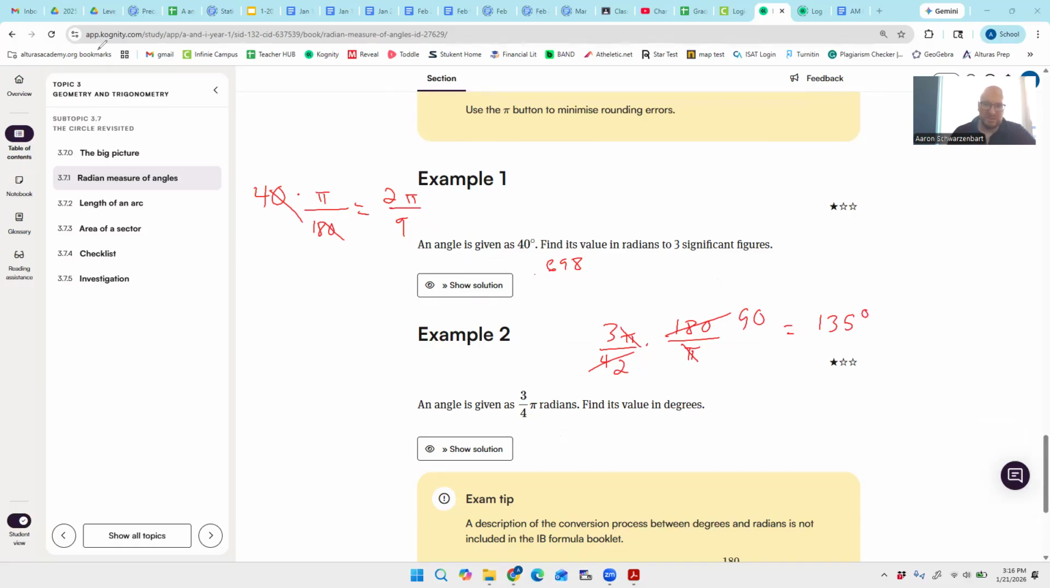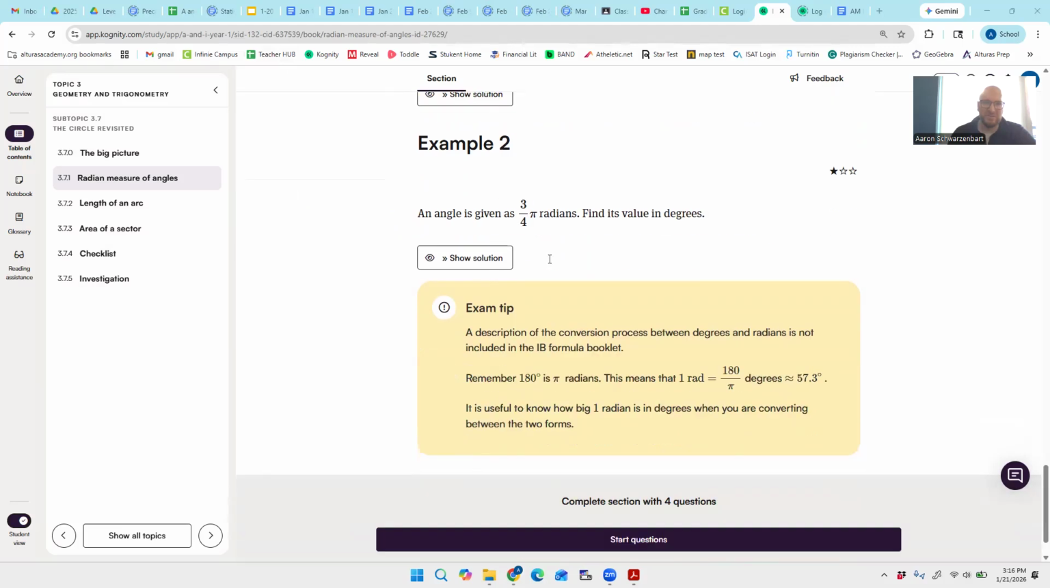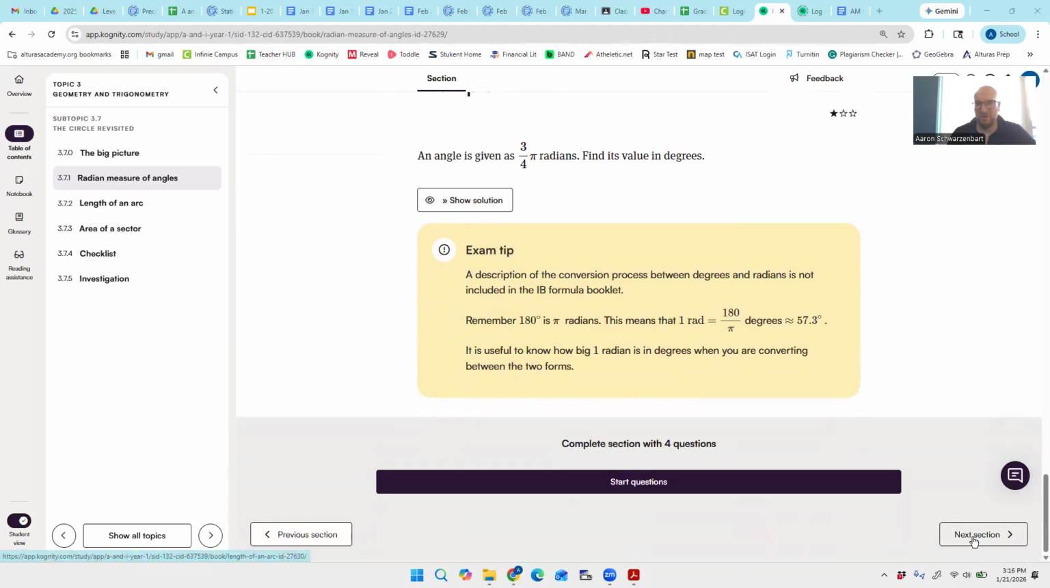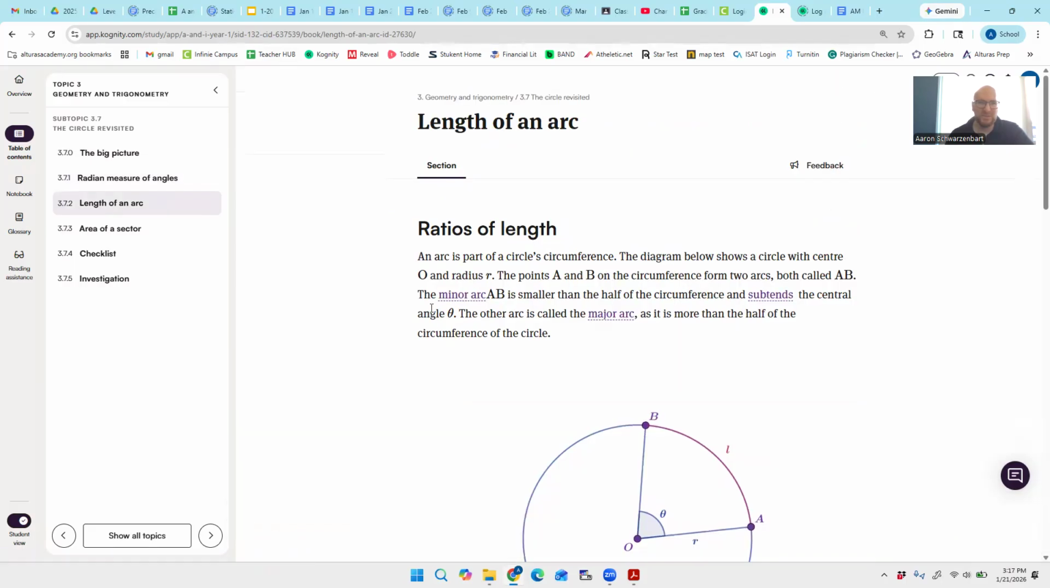So this is not in your IB formula booklet. You have to know those conversions. Might be helpful to know the unit circle. Just kind of have it memorized. 1 radian is approximately 57.3 degrees. That's helpful information to know, just as a reference point.